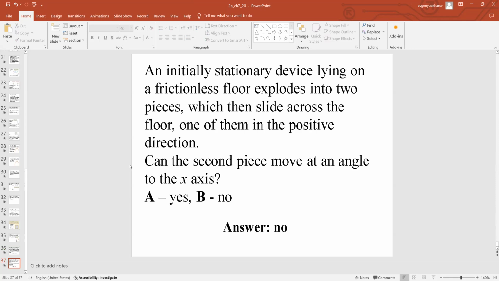Same setup, two pieces across the floor, one of them in the positive x direction. Can the second piece move at an angle? Oh, okay, let's do the whiteboard so that I can show you what's going on. It's the last slide anyways.